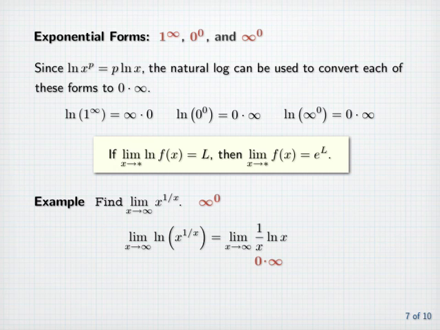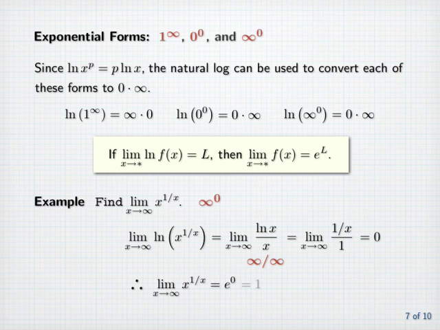And by simply rewriting this as natural log of x divided by x, we have an infinity divided by infinity form. So let's apply L'Hopital's rule now. The derivative of the numerator is 1 over x, the derivative of the denominator is 1, and clearly the limit as x goes to infinity of 1 over x is equal to 0. So the limit of the log of our function equals 0, therefore the limit of the function itself must be e to the 0, which equals 1.